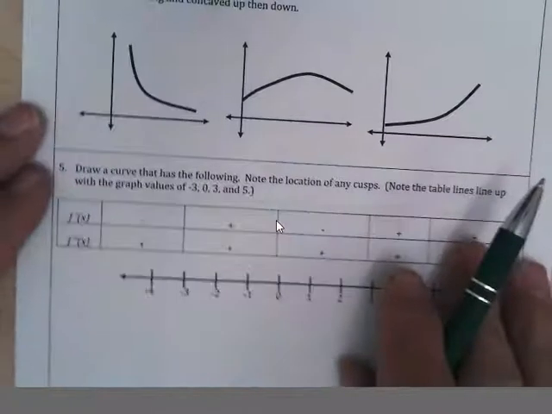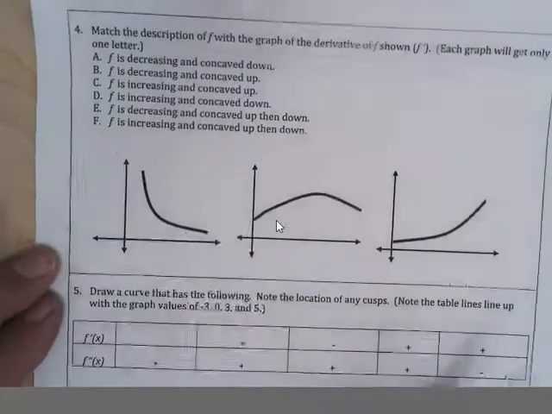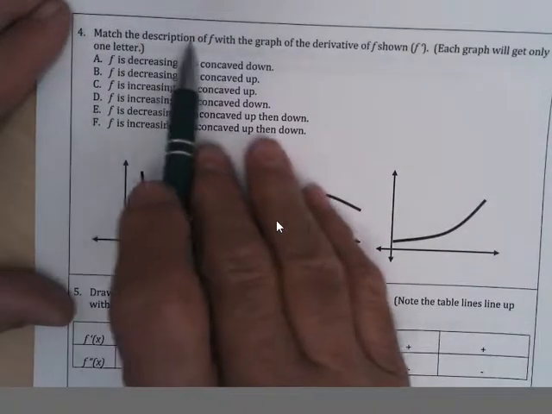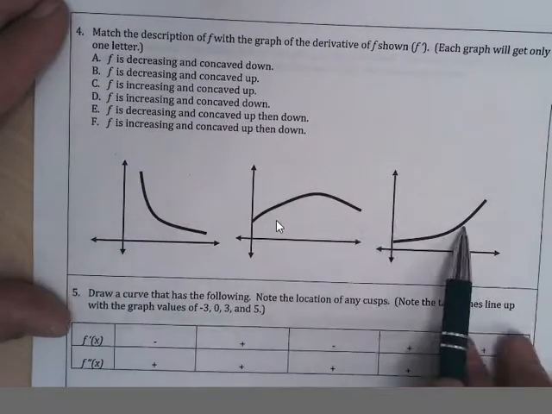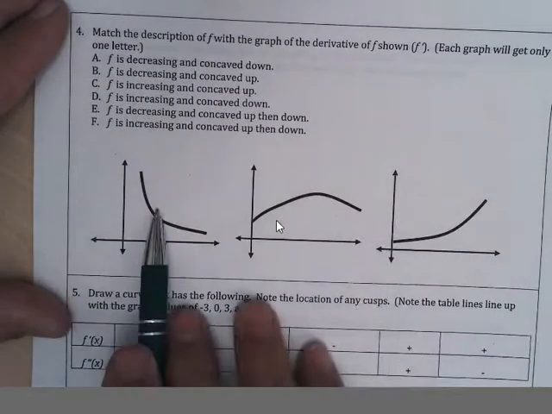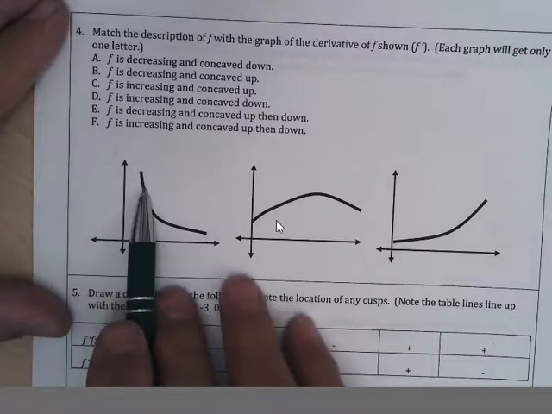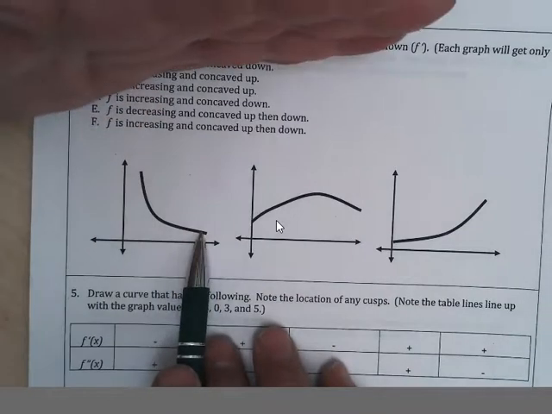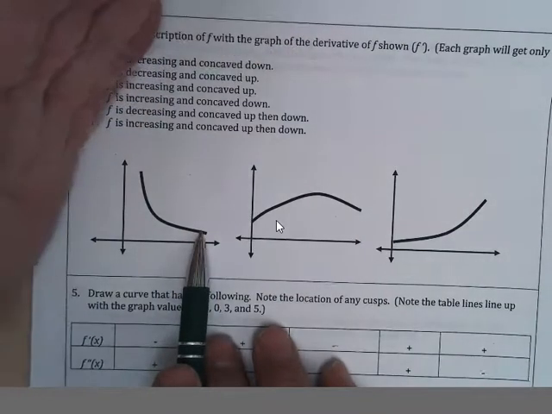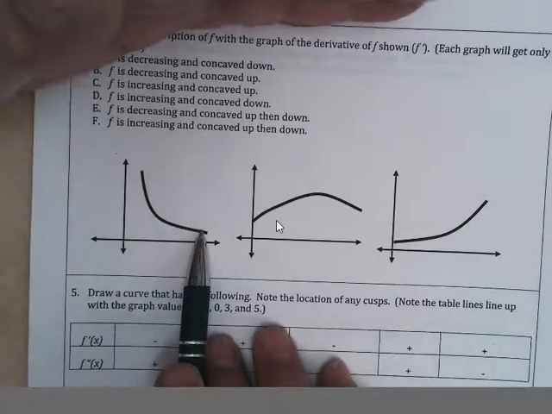Page 2. So now we have to match f, if this is f prime. So this is telling me the slope is positive. So f has to be increasing, and increasing less later, but still increasing. So it's increasing and gets less increasing, so it's got to be concave down.